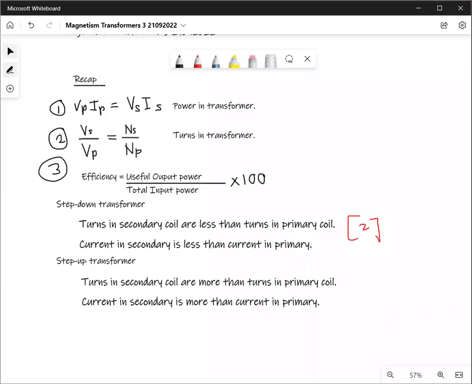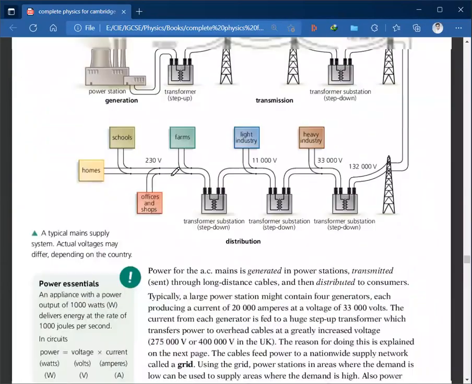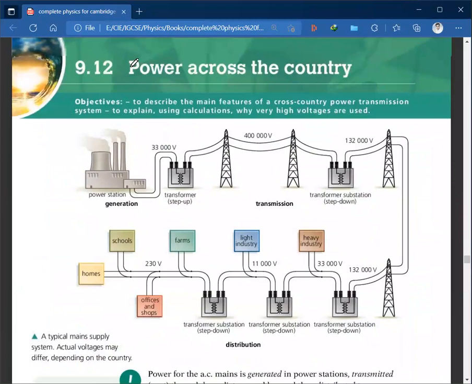Are you done? Okay. Now I'm going to show you the book. Can you see the book, Neha? Yes, sir. The 9.12, power across the country. Now please read the objective. Objectives: to describe the main features of a cross-country power transmission system, to explain using calculations why very high voltages are used.